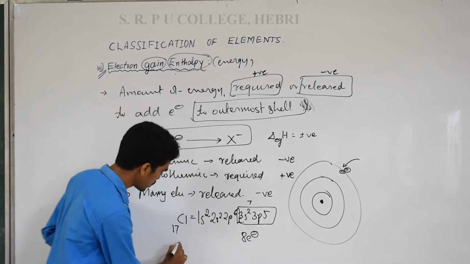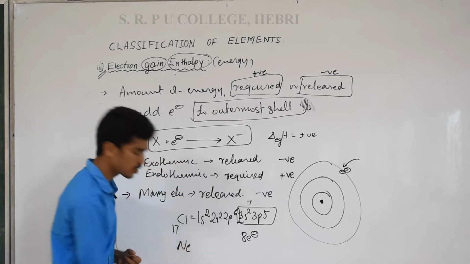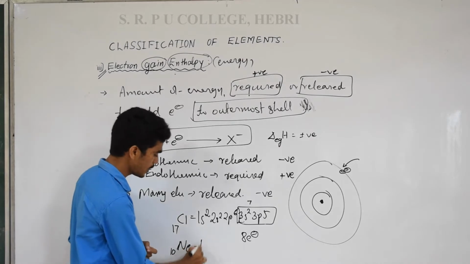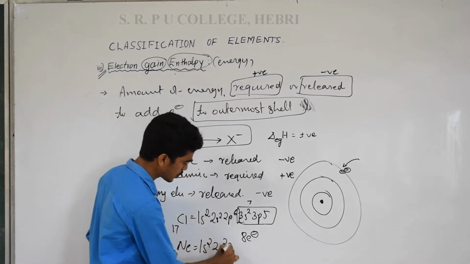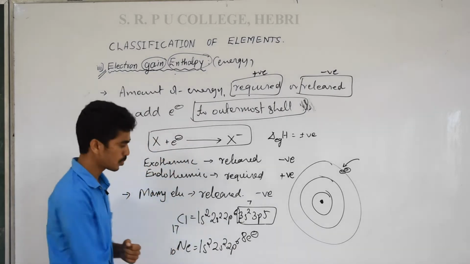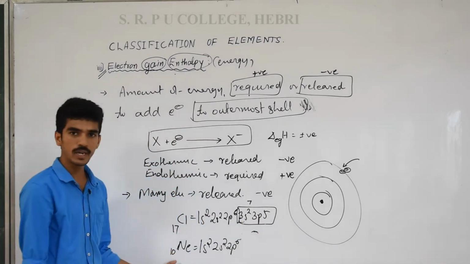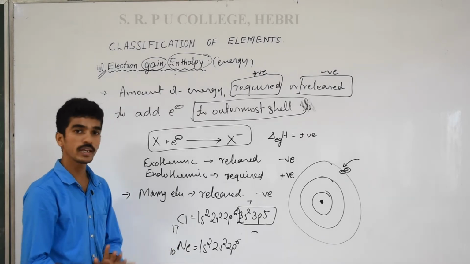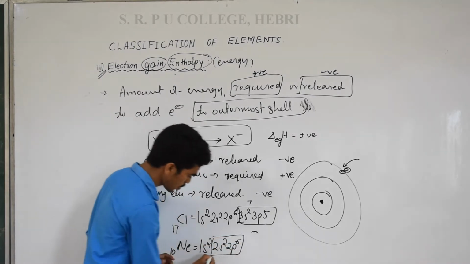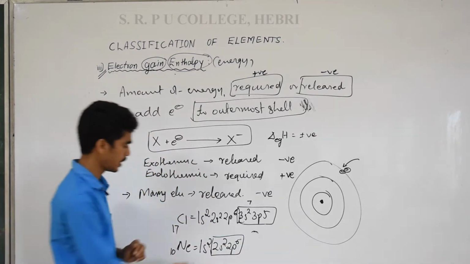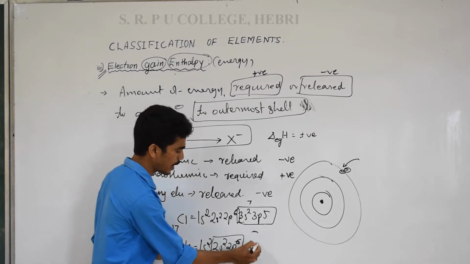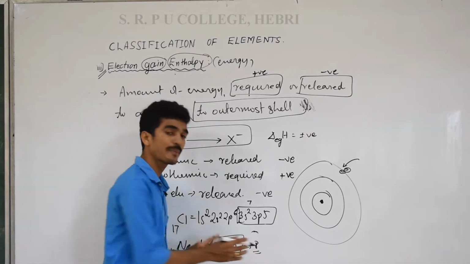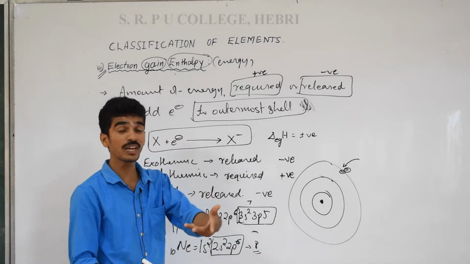In the case of neon, the atomic number is 10. Its electronic configuration is 1s2 2s2 2p6, and you know that it is an inert gas. Just observe the outermost shell. How many electrons are present? 2s2 2p6, a total of 8 electrons. If an atom has 8 electrons, that is the most stable condition. That's why adding an electron is difficult.